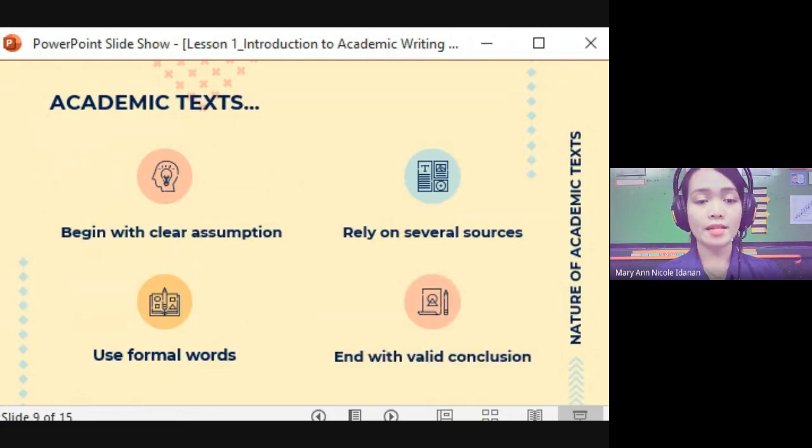Next, you should also end with a valid conclusion. Class, if you began with a clear assumption, you must end with a valid conclusion. Definitely, that kind of conclusion is based on your assumption. For example, you have that clear assumption that online distance learning is harder than the face-to-face mode of learning. That conclusion will only be valid if you have the evidences. So you should have several sources, as I've said earlier, to make that conclusion valid.